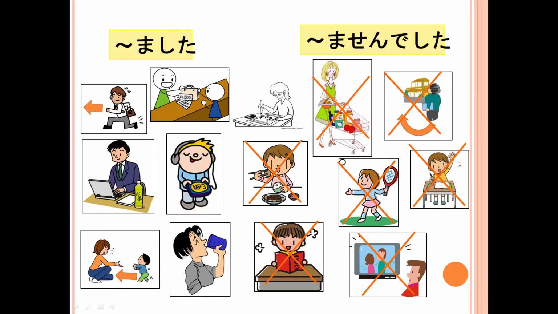You can identify here, for mashita and masen deshita, there are some photographs. For each photograph, you have to try to write a sentence using mashita and masen deshita. That is the homework for you.